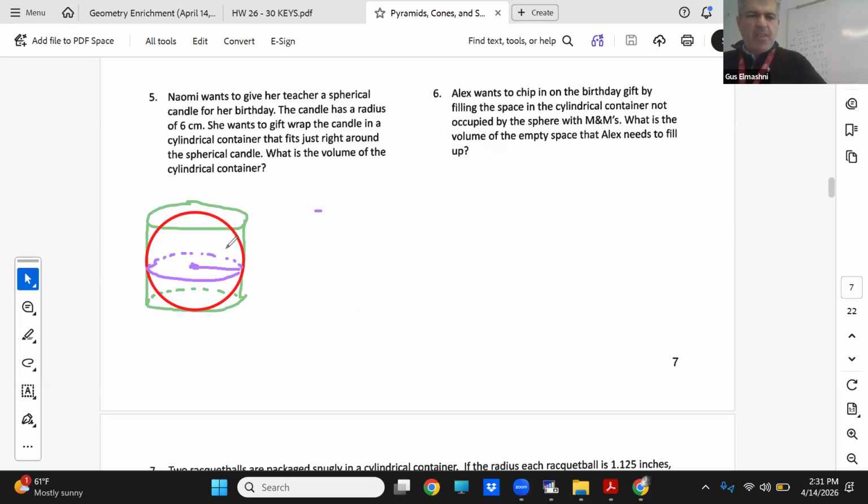So what's the radius of the candle again? 6. And the volume of a cylinder is pi r squared h. What's the height of this container going to be? Yeah, 12. Because notice how if it's nice and snug, 6 and 6, you get 12. So you get 432 pi.